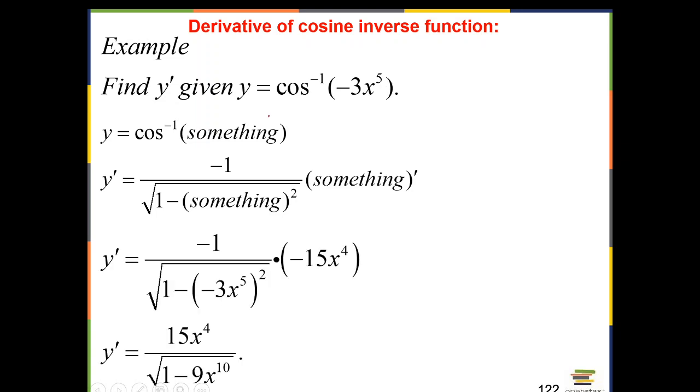So the derivative of that would be negative 1 over square root of 1 minus this whole thing squared, times the derivative of this whole thing, which is negative 15x to the fourth. And the rest of this is just simplifying, right? So you can stop the video and make sure you get this. And I'm going to move on to the next inverse function.